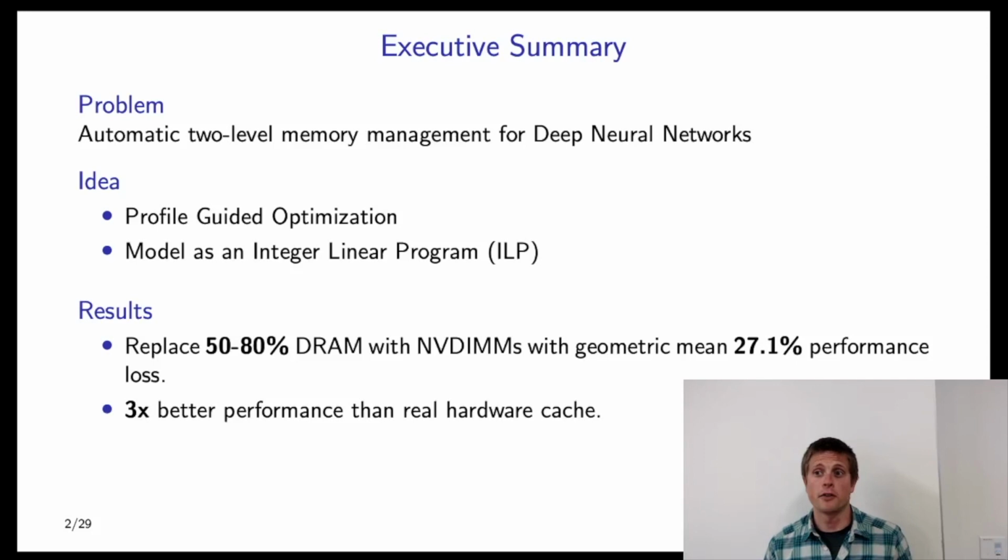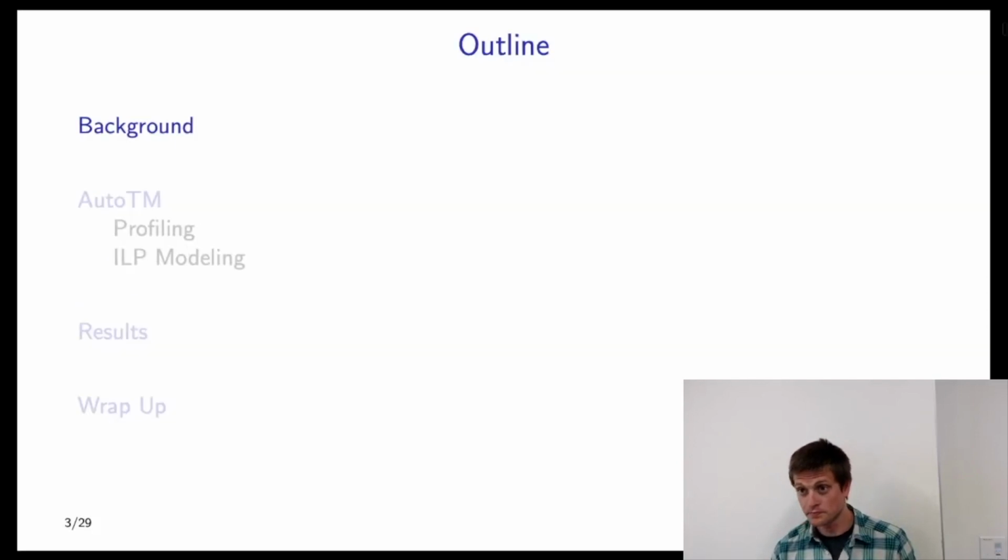Furthermore, we found that our intelligent software technique can perform up to 3 times faster than a real hardware caching mechanism found in state-of-the-art Intel processors. So here's a little overview of what I'm going to talk about. I'm going to give some motivation and background on this problem. Then I'll talk about how AutoTM works and give some high-level details. Then I'll talk about how we implemented AutoTM on a real system and share some results from the system, and then we'll wrap up with a few concluding remarks.